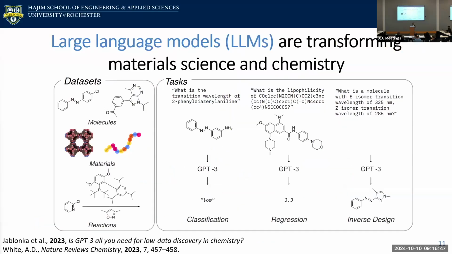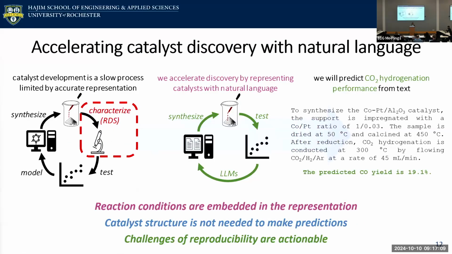And so the approach that we're taking in my group, we're starting to think about how we can leverage a lot of these recent advances in large language models that are transforming material science and chemistry. Large language models have been shown to be able to do tasks like classification, regression, and even inverse design. So we are thinking, we can apply these to catalysis to try to accelerate discovery, try to find new materials.